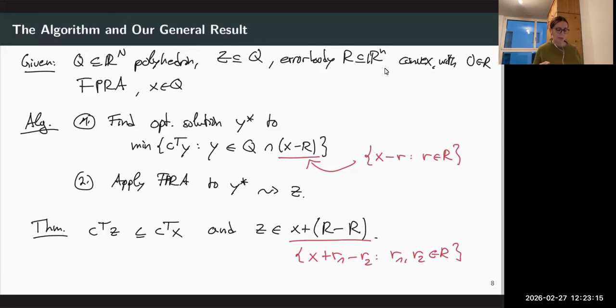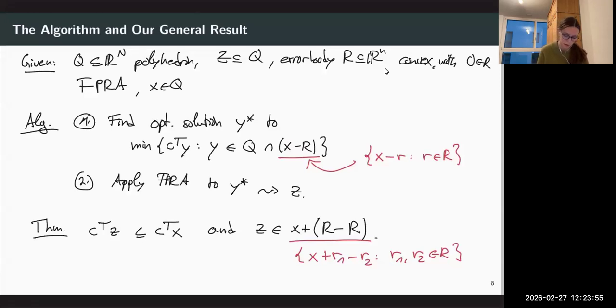And if I apply the theorem to our particular setting about unsplittable flows, then this will exactly give me my conjecture, because I now get this nice cost bound that I wanted, and because I have this R minus R here, R appears twice. That's why I now get twice the violation on each of the arcs instead of just once the violation that I had in my original error body. Okay, so this is our general result.